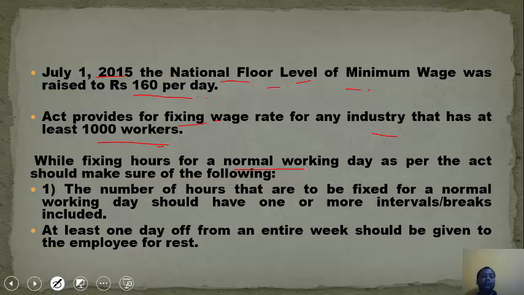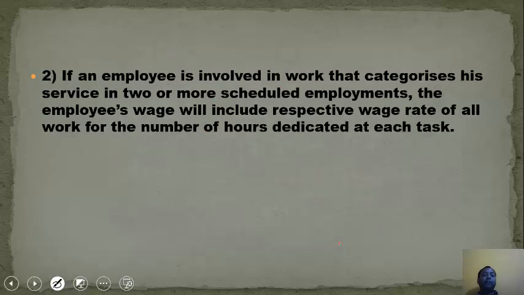As per the act, it should make sure of the following things. The first is that the number of hours that are to be fixed for a normal working day should have one or more intervals or breaks included, and at least one day off from an entire week should be given to the employee for rest. Now second point is, if an employee is involved in the work that categorizes his service in two or more scheduled employments, the employee's wage will include respective wage rate of all work for the number of hours dedicated at each task.